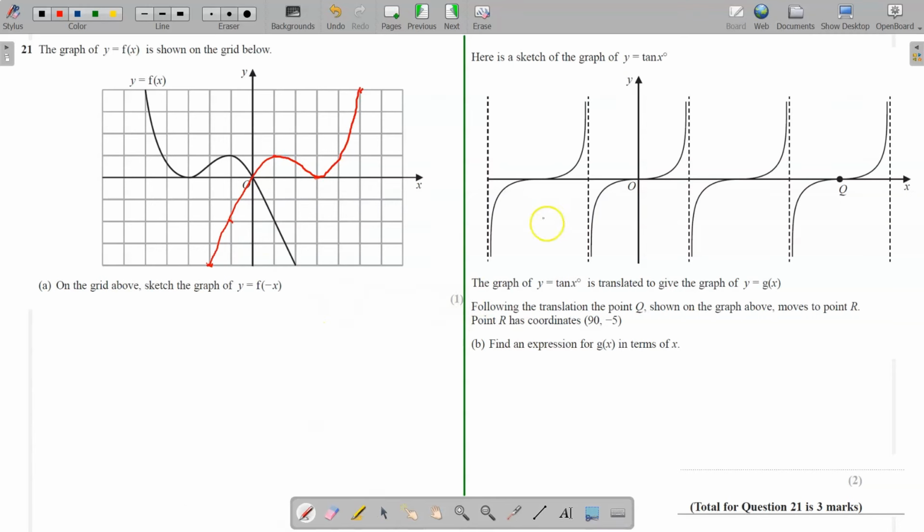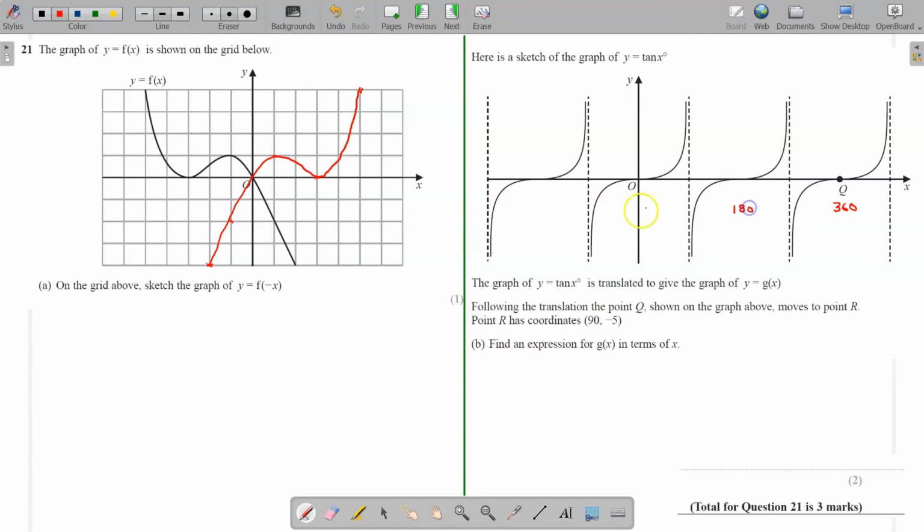Now over here we have to transform this graph with a translation, and they're telling me that the point Q would end up at 90, negative 5. So you need to just remind yourself what the tan graph looks like. That would be 360 there. This point here would be at 180.